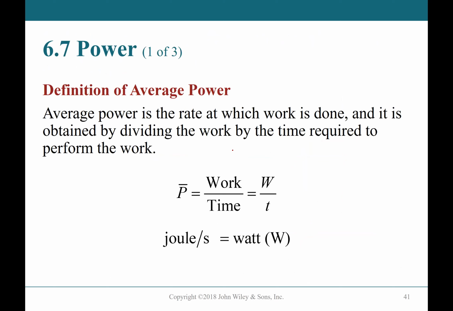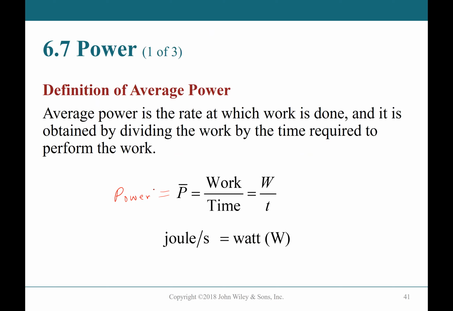Okay, the definition of average power. So this little bar just simply means average power. You won't have to use it every time, but just know that we're referring to the average power. And the average power is the work done per unit time. So work is measured in joules, time is measured in seconds, and a joule per second, we call that a watt. And the watt is the SI unit for power. So this is the equation for power.